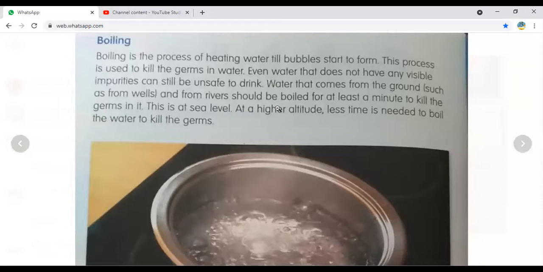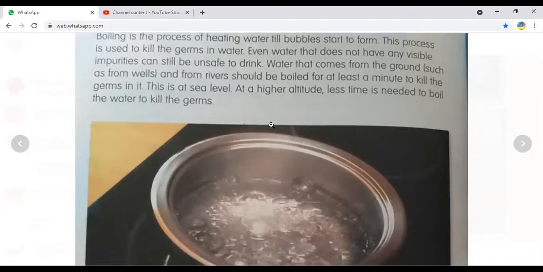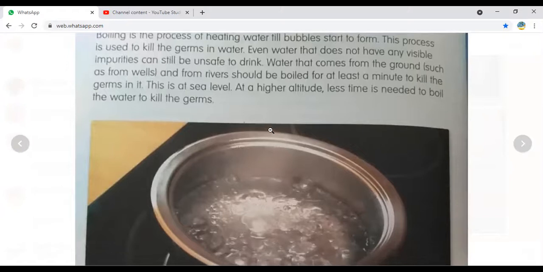Next, water from the ground. Not only water from the ground or the well, you can take tap water also, or filtered water. Nowadays, in situations like Corona, we are drinking boiled water daily, or lukewarm water, to improve our immunity and because it is safe to drink. Boil for at least 5 minutes, or 20 minutes, to kill the germs.